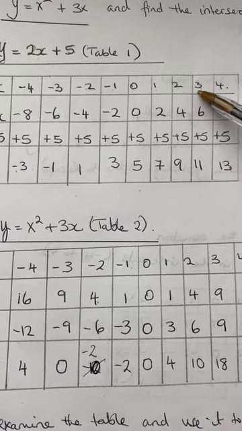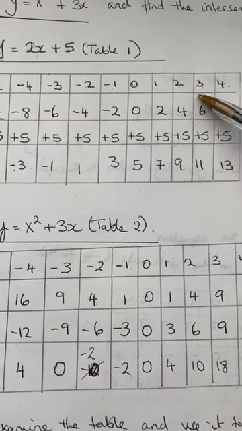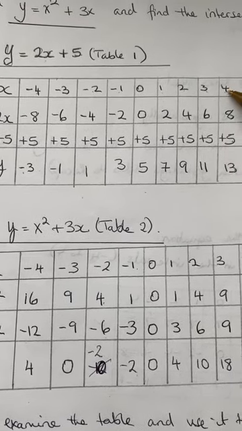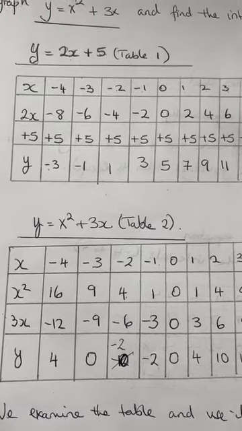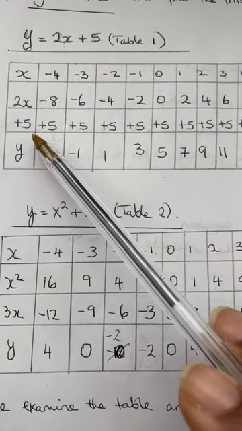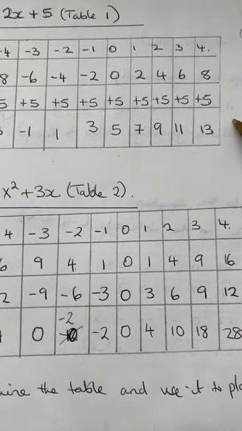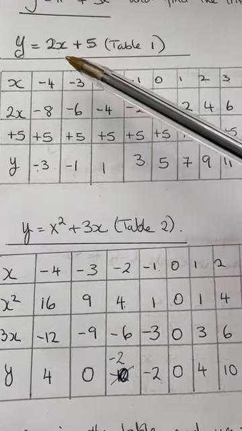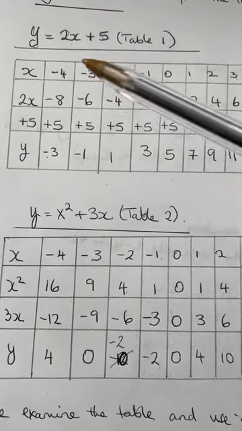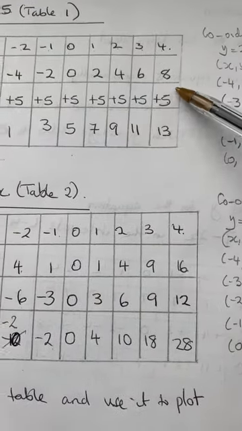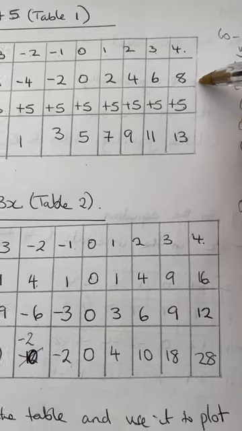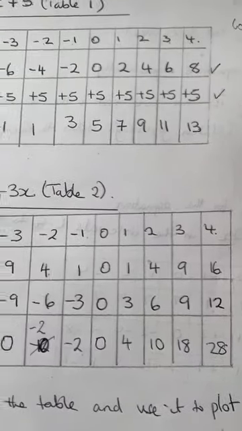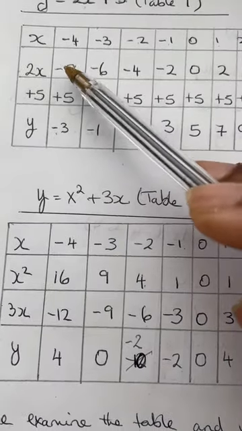When x is 3, 2x is 6. And when x is 4, 2x is 8. And then plus 5. So we repeat plus 5 for all. Okay, so now for each one, we can find our y value. So this part here is 2x, and that part here is plus 5. Okay, so we need those two.